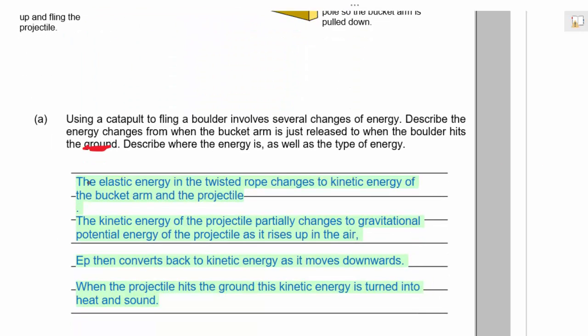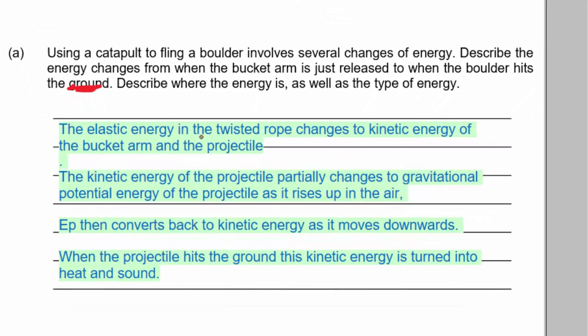Okay, so the elastic energy in the twisted rope changes to kinetic energy of the bucket arm and the projectile when it's released. The kinetic energy of the projectile partially changes into gravitational potential energy of the projectile as it goes up into the air. So it's flung, it's going into the air, then it starts to come back down, and it hits the ground. When the projectile hits the ground, the kinetic energy is turned into heat and sound.